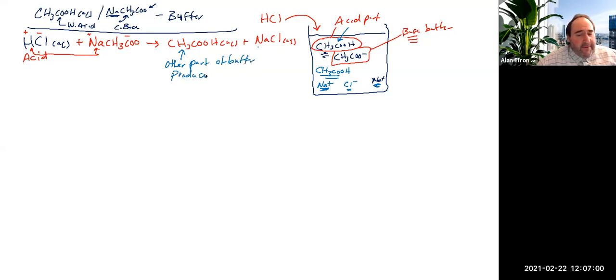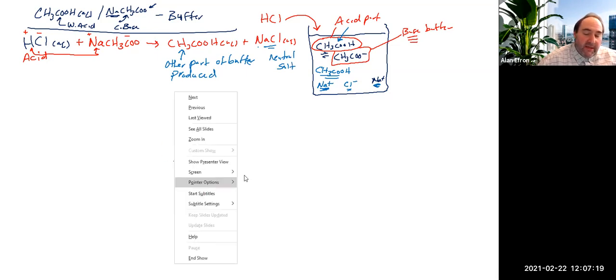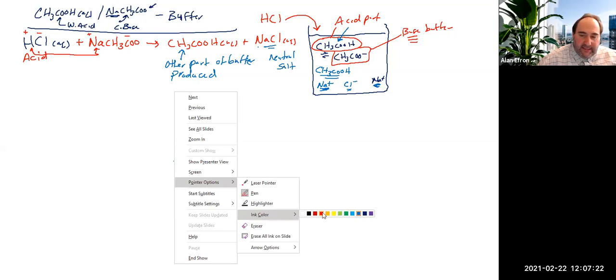So that always happens. That's helpful when you're trying to figure out what's happening in terms of the equation. When you add an acid or base to the buffer, it will react with one part of the buffer, but it will produce the other part of the buffer. And we produce this neutral salt.